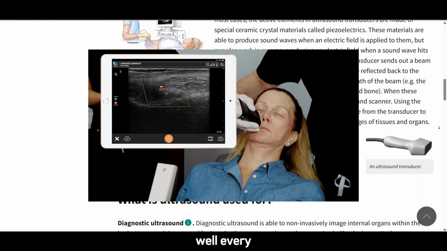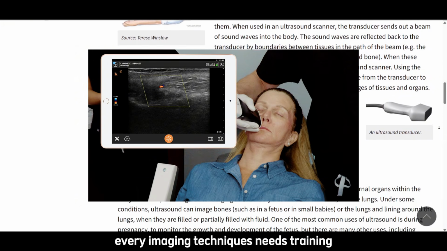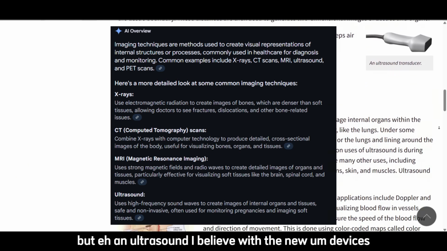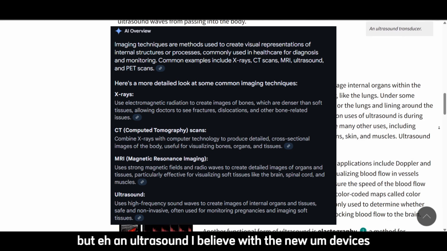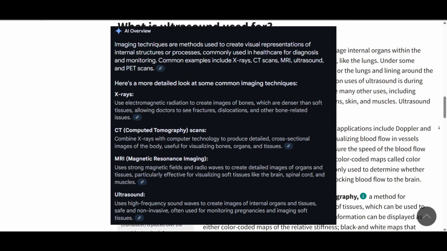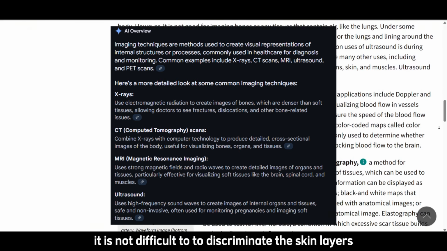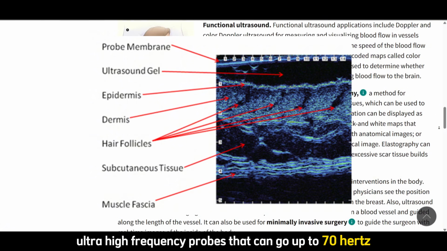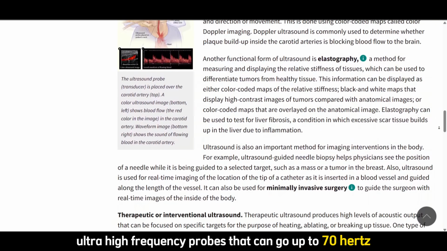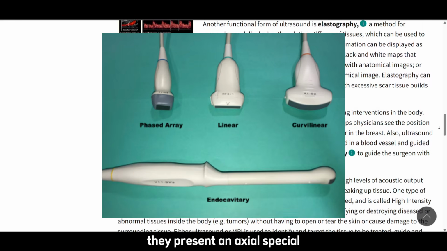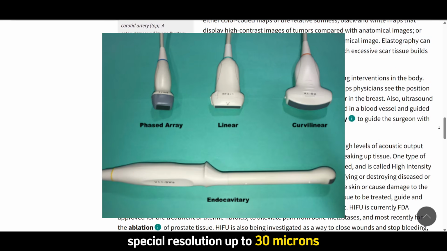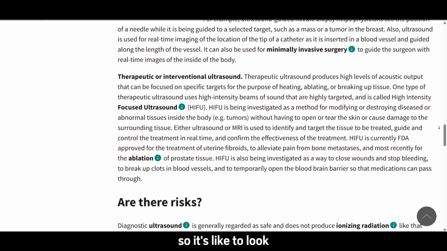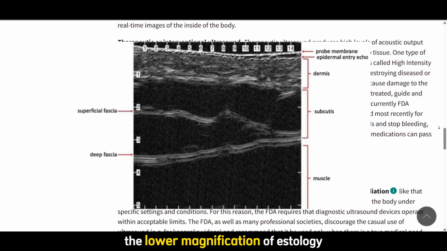Well, every imaging technique needs training, as anything in medicine. But with ultrasound, I believe, with the new devices, it is not difficult to discriminate the skin layers. For example, ultra high frequency probes that can go up to 70 megahertz present an axial spatial resolution up to 30 microns. So it's like looking at the lower magnification of histology.